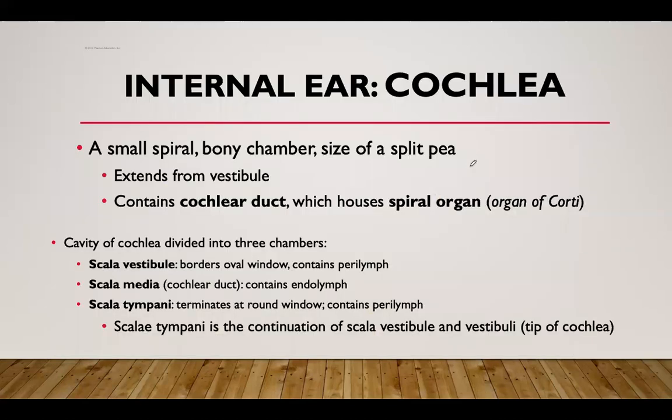So let's continue. Internal ear, the next part that we have is the cochlea, which is basically the most important aspect of your ear, since the job of your ear is for you to hear. So the cochlea is an extension of the vestibuli. It creates that spiral pattern, which as a whole is called the cochlea.